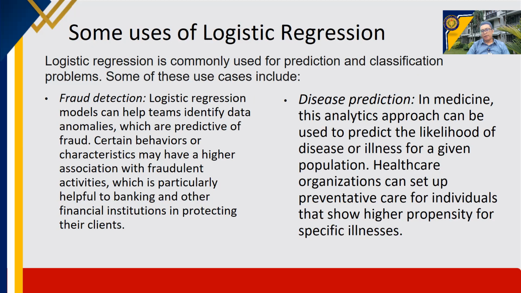Certain behaviors or characteristics may have a higher association with fraudulent activities, which is particularly helpful to banking and other financial institutions in protecting their clients. Another one is disease prediction. In medicine, this analytics approach can be used to predict the likelihood of illnesses for a given population. Now, healthcare organizations can set up preventive care for individuals that show higher propensity for specific illnesses.